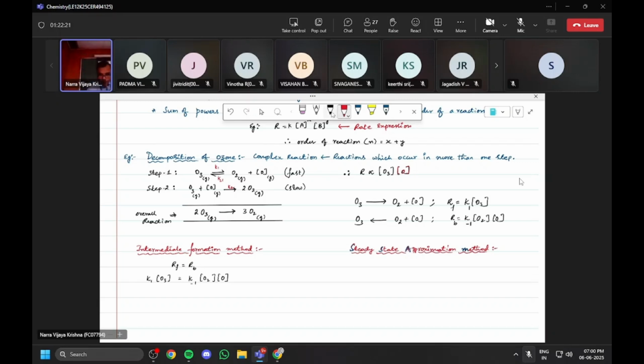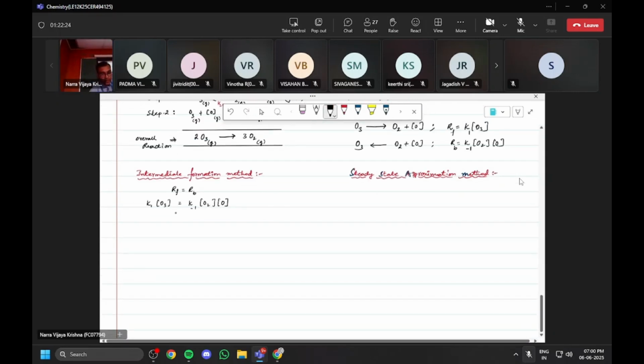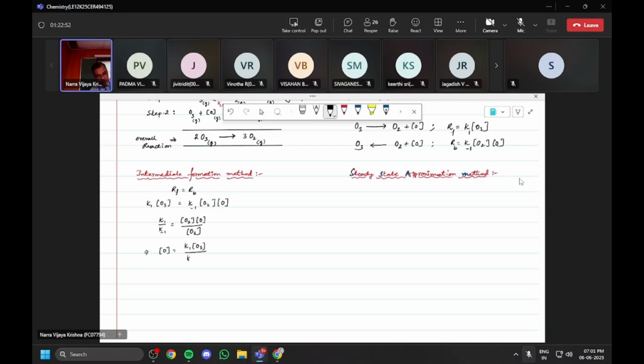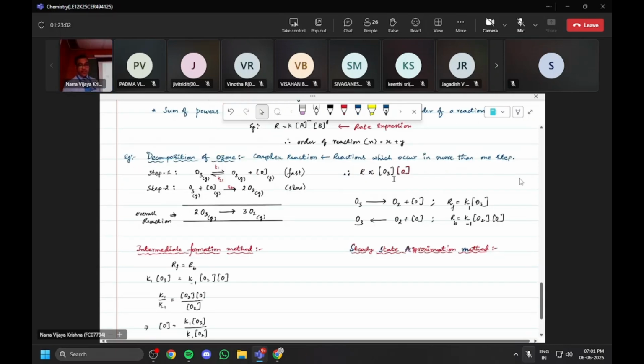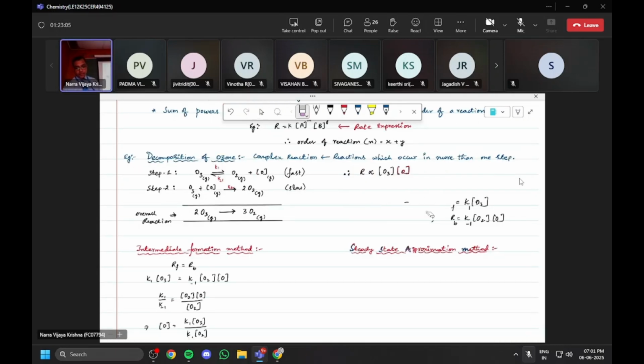Now from here, what is K1 by K minus 1 equal to? O2 into O upon O3. Equilibrium only. That implies O, the nascent oxygen concentration, is equal to K1 into O3 upon K minus 1 into O2. Now substitute this O term in the rate expression. And then what will you get?